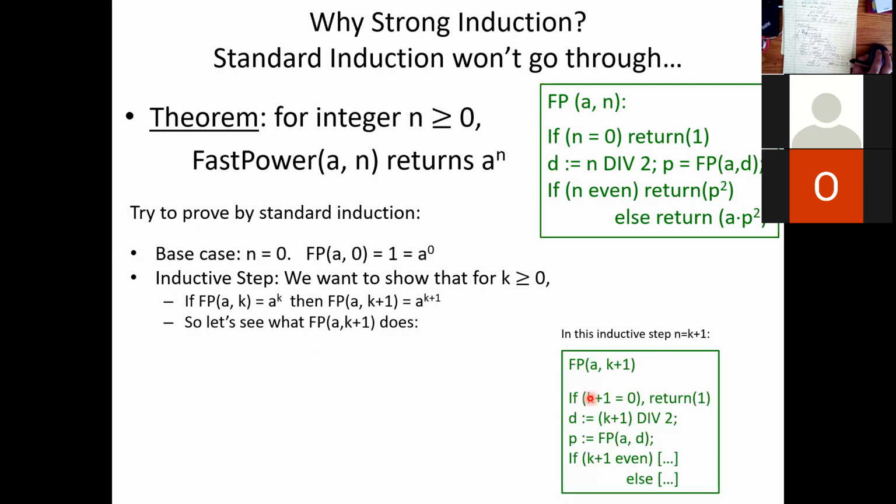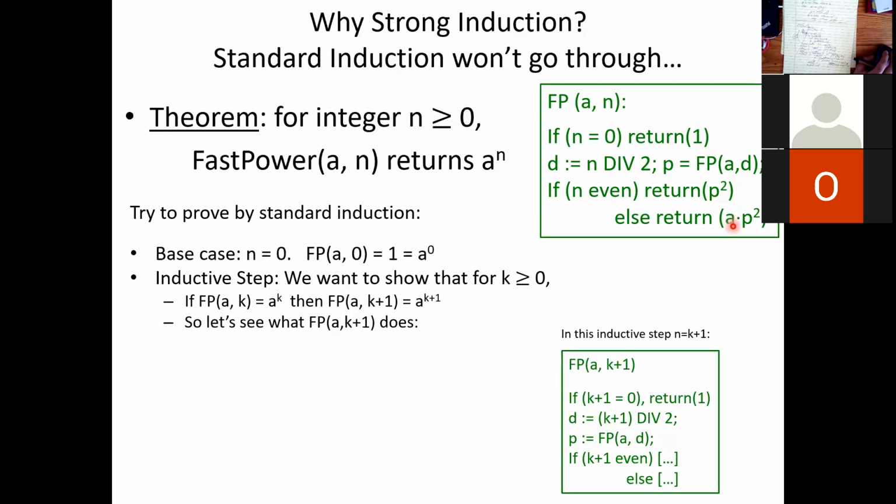Okay, so let's see. It's not going to hit the base case, because k plus 1 is positive. So it will compute this division, k plus 1 div 2, and then it will run FP recursively on this division. And that's the problem, because if you knew that this call returns the correct value, then you could use it, because everything else here is some arithmetic function of whatever this returns. Nothing else is used. Whatever this p is, it's some closed formula, hopefully a to the d. If you knew that, you could replace p with a to the d, and then everything else in this code is in terms of p and a.